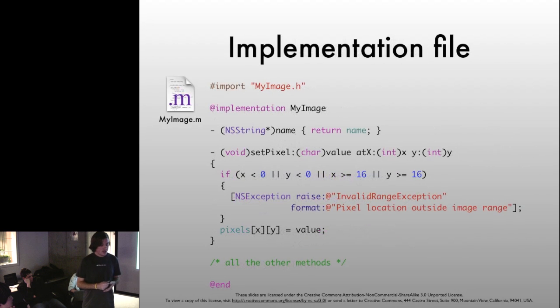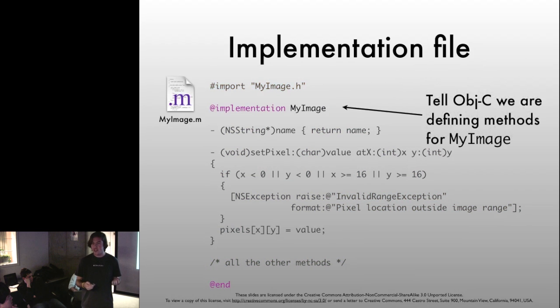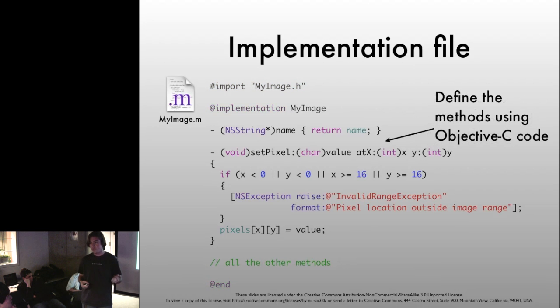Okay, an implementation file. The first line, we have to import the header so that we know which class we're providing the implementation for. Then between @implementation, the name of the class, and @end, you provide bodies for those methods. These look the same as method declarations, except instead of terminating with a semicolon, we provide a body inside of curly braces. Any questions about implementation files?